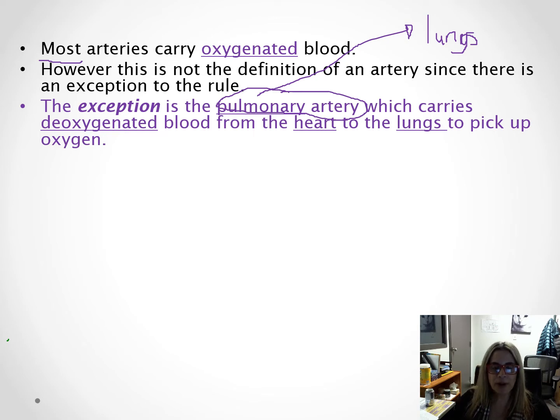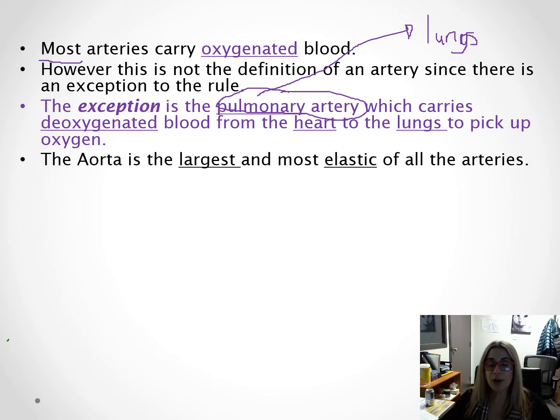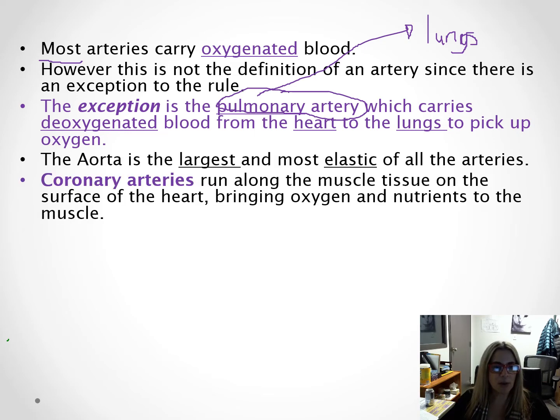So the pulmonary artery is going to take deoxygenated blood from the right side of the heart and put it back to the lungs so it can pick up more oxygen and then return to that left side to be pumped out to the rest of the body. The aorta, remember, as we said, is the largest and the most elastic of the arteries. Coronary arteries we talked about, those are those beautiful little arteries on the outside of the heart, which help supply the heart tissue itself with oxygen and nutrients to keep functioning.